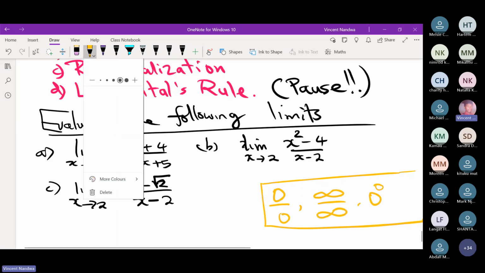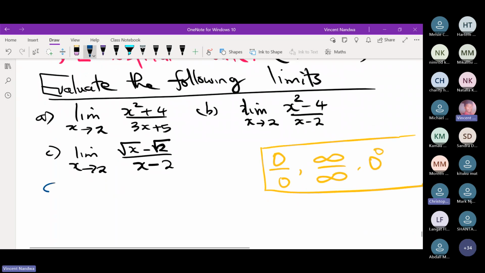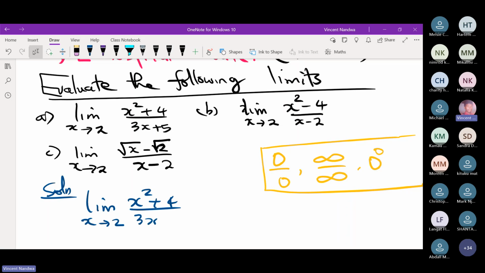So from the start, in the first problem, we have limit as x approaches 2 of x squared plus 4 divided by 3x plus 5. So we directly substitute. Where there's x, you put 2. So I'll have 2 squared plus 4 divided by 3 into 2 plus 5. So what is the simplification of the numerator in this case?